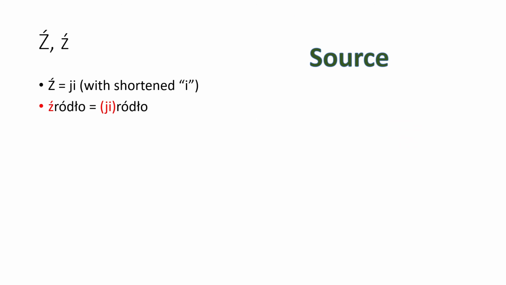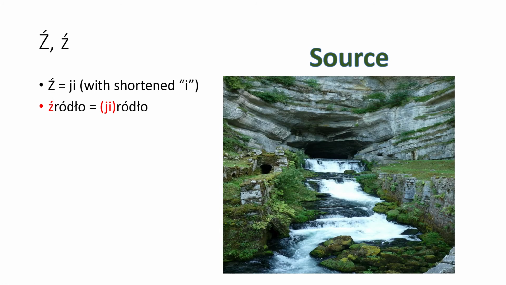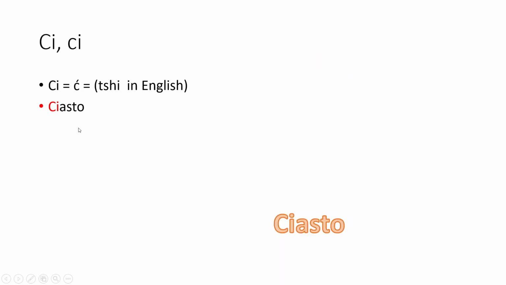Okay, the Z with the dash on top of it is the same as the C with the dash on top of it. Like accent, actually, I'm always saying dash. Okay, so it's pronounced J, not J, a shortened I, J. Źródło, okay? Źródło. Source. Notice here the U and the L with a stroke is W.